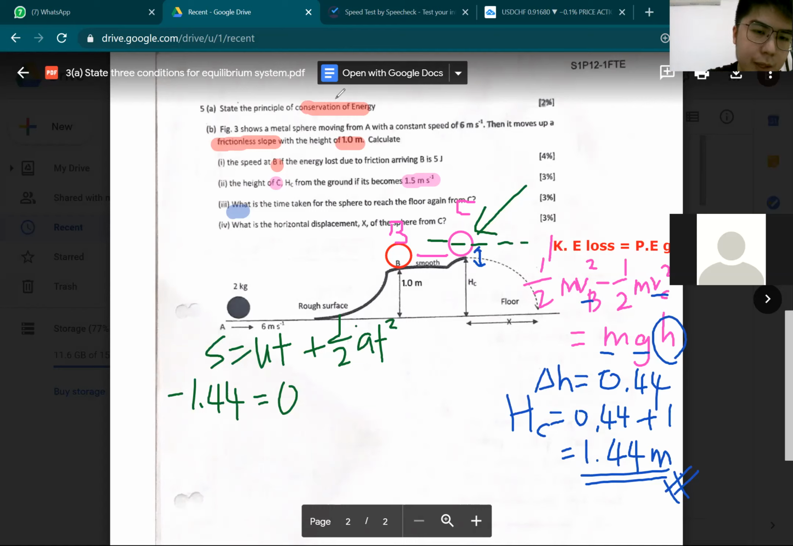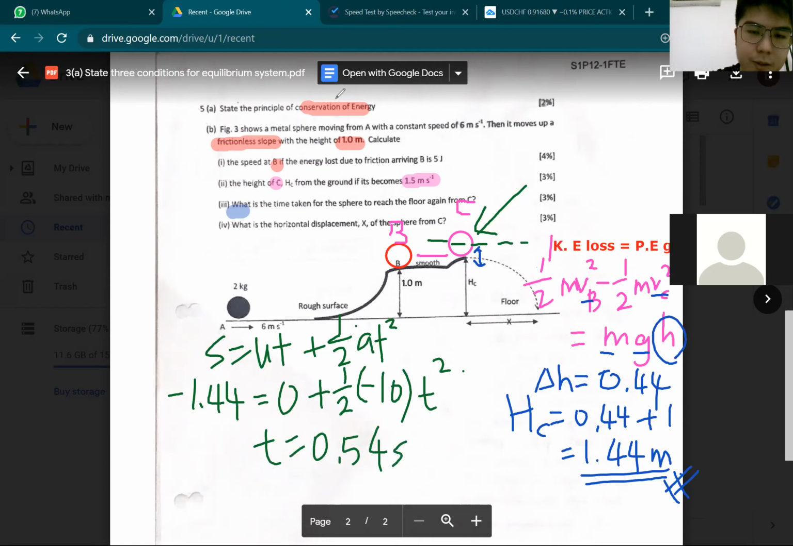U is 0 and then plus half acceleration, which is of course negative 9.8, or I just use negative 10, times t square. So the negative and negative cancel out each other. Then you find t will be 0.54 seconds. That is the time taken for the sphere to reach the floor from point C.